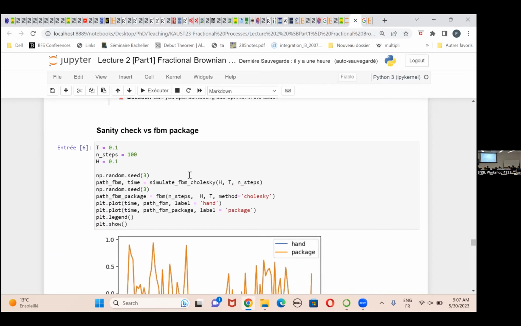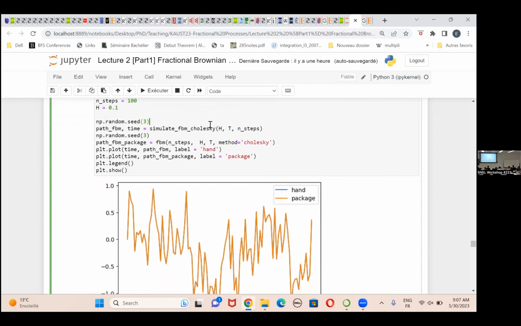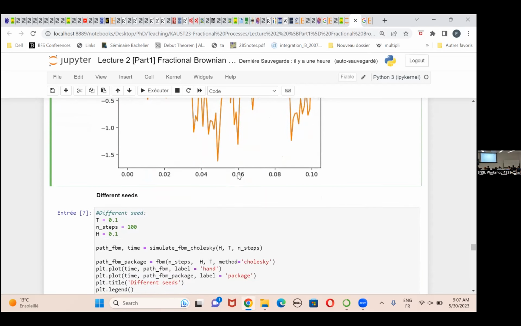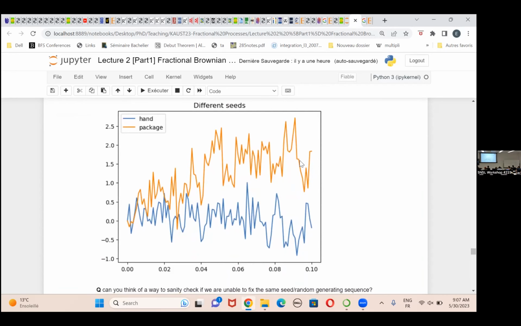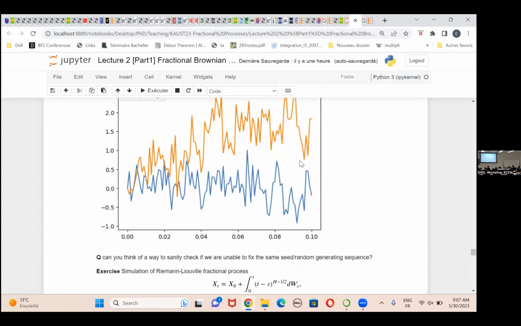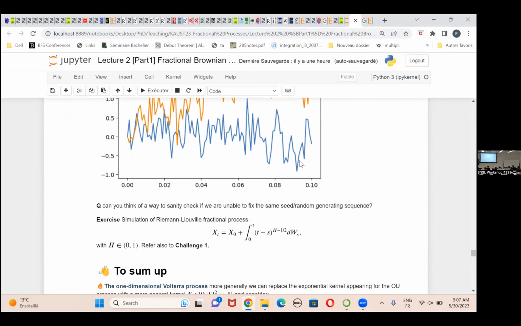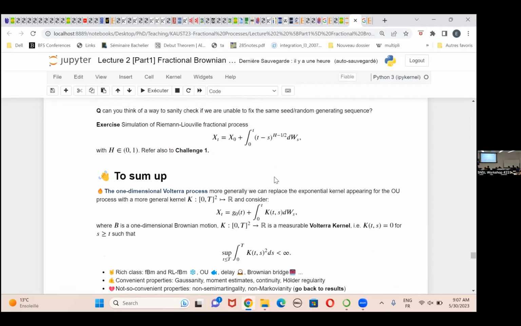Okay, so a sanity check against the package that I showed you before. If you start from the same seed, using the two methods, you can check that you get superposition of these graphs. Of course, if you use different seeds, then path by path the comparison won't make sense. And for the homework, maybe you could also play with the Riemann-Liouville fractional Brownian motion, not the true fractional Brownian motion.